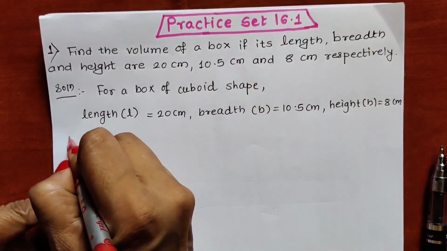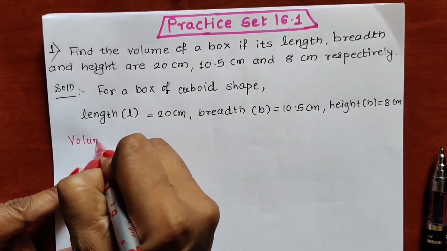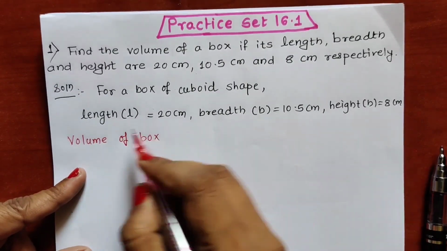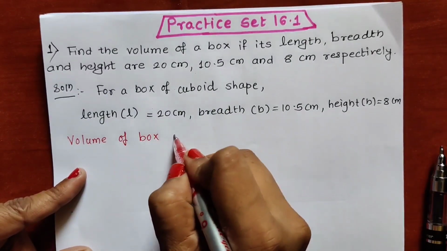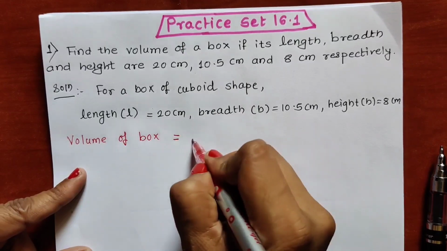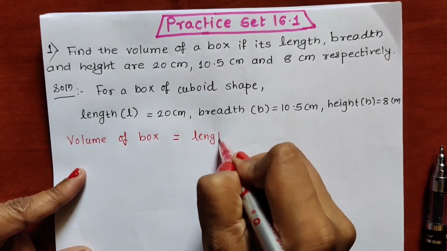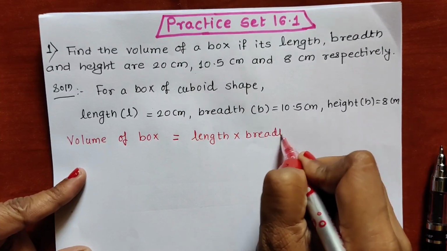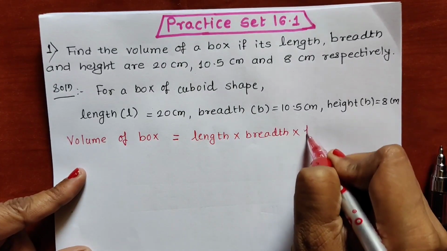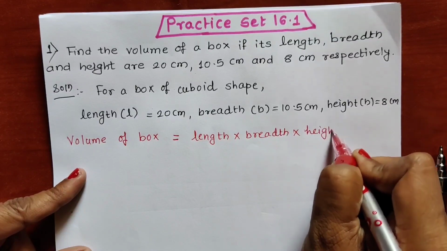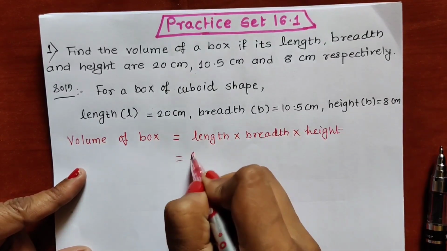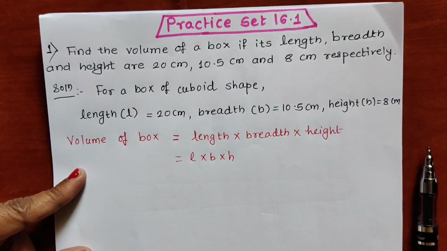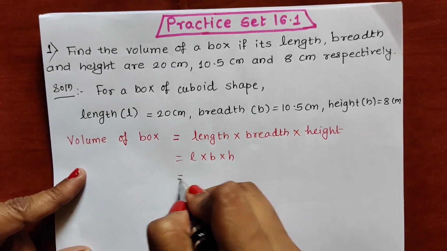Volume of a box. As box is having length, breadth and height, we will be using volume of cuboid formula. Length into breadth into height, that is L into B into H. Okay, L into B into H. We will be substituting the values now.